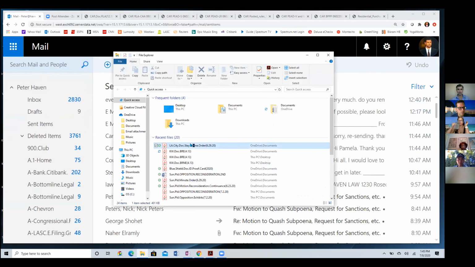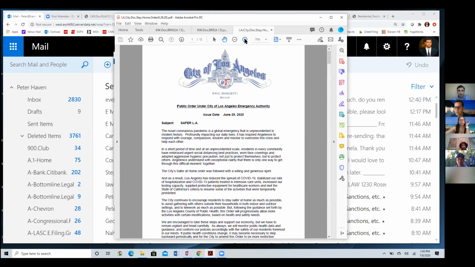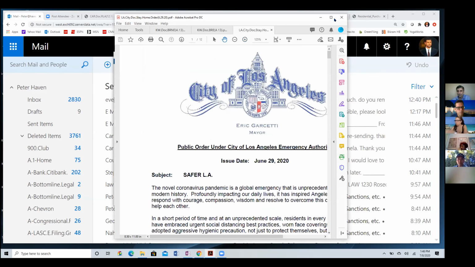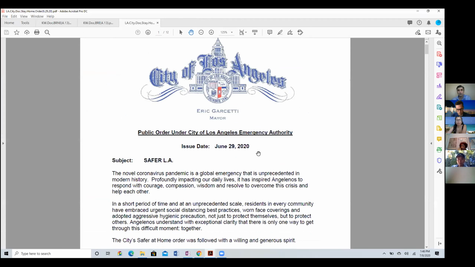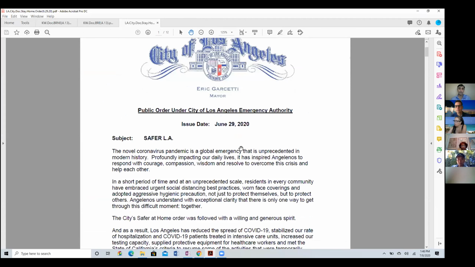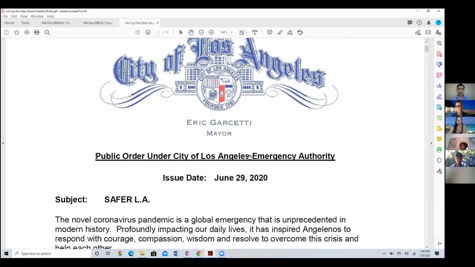LA City stay-at-home order. Okay, great. This is the LA City order, and this is us. I'm sure a lot of people have seen this before, but I'm just going to run through it again and remind everybody of this order. There's an LA County order, and I think it says something similar, but the LA City order is a little unique. It's a little bit more comprehensive.